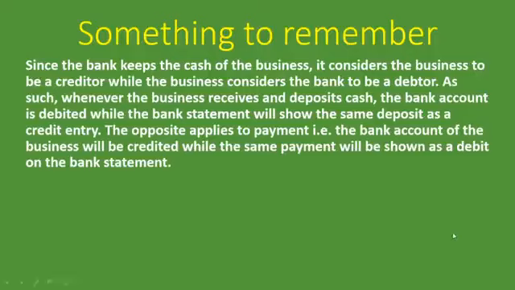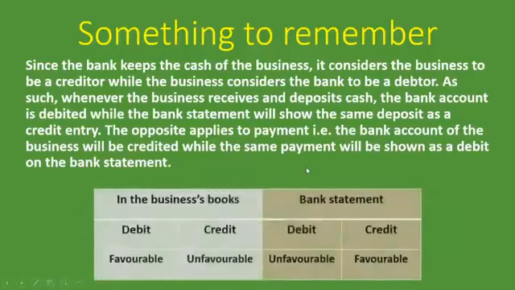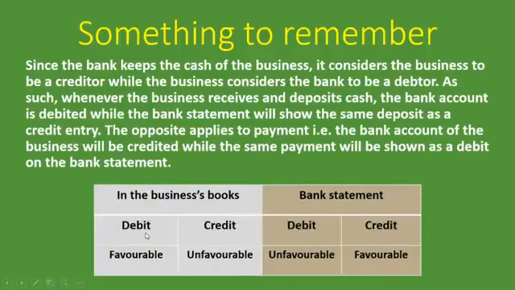The bank account of the business will be credited while the same payment will be shown as a debit on the bank statement. So here is how it is. In the business's books, when we have a debit, it's favorable. When we have a credit, it's unfavorable. So we're talking about bank here. And in the bank statement, when you see an amount on the debit side that's unfavorable, meaning that money is going out. When you have an amount on the credit side, that is favorable. So you can see it's opposite of what we do in our books.